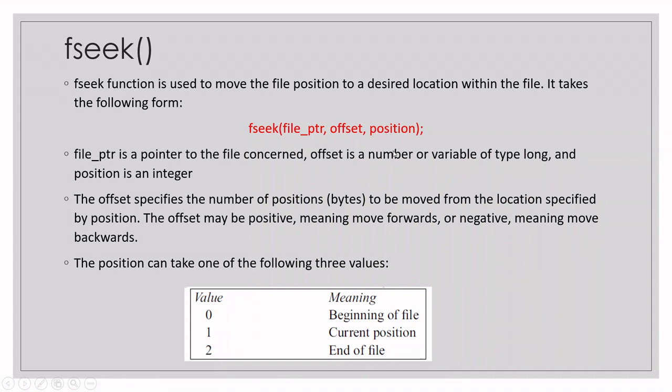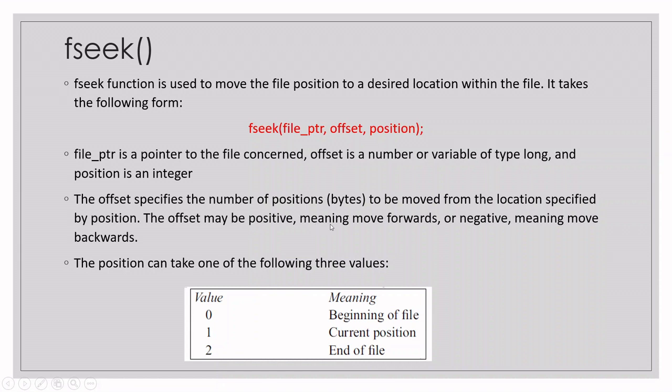For the third argument, you can give 0, 1, or 2. 0 means beginning of file, 1 means current position, and 2 means end of file. So you have three options to give for position: 0 beginning, 1 current position, 2 is the end of the file. From these positions, how much to move is given by offset.